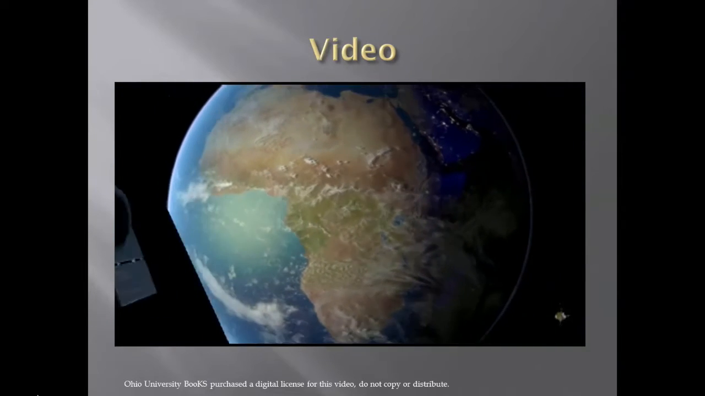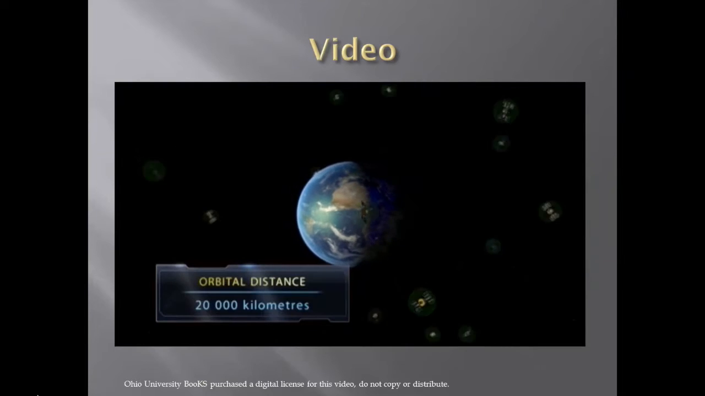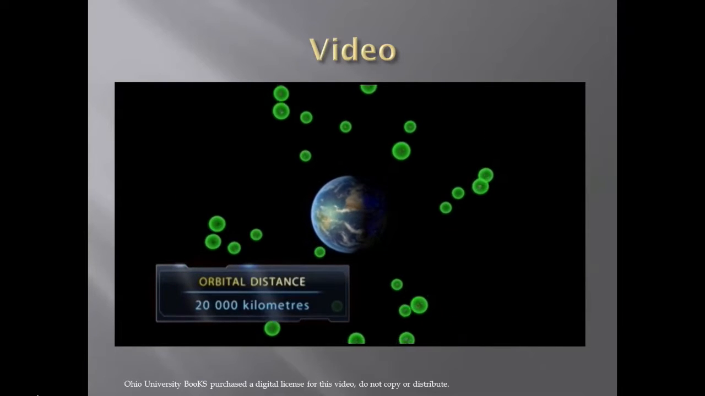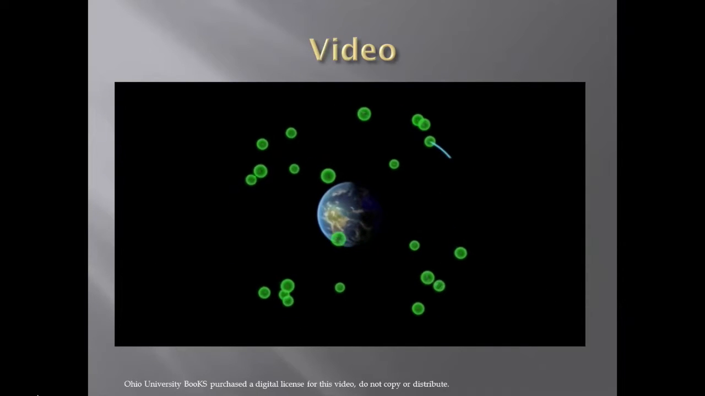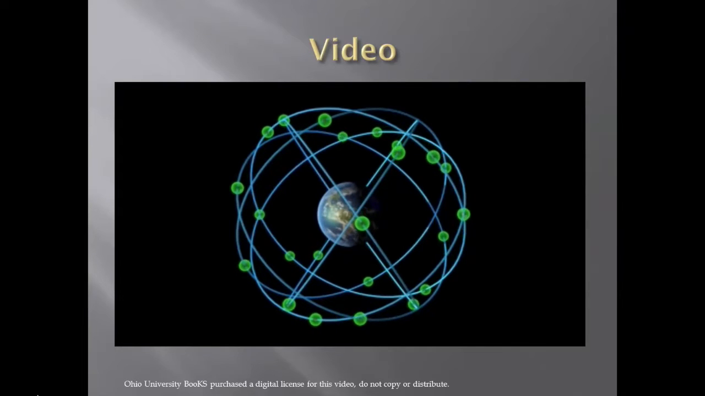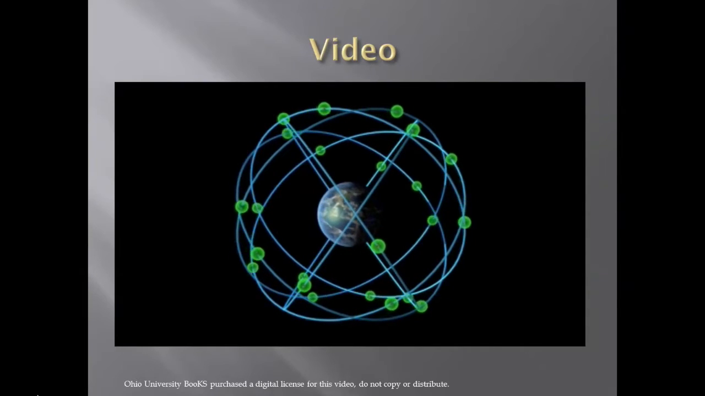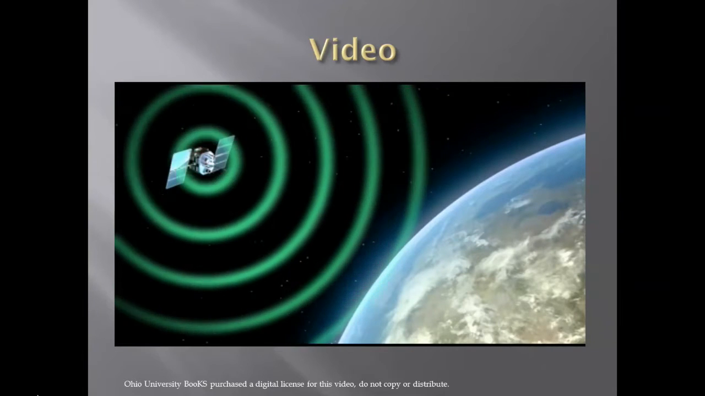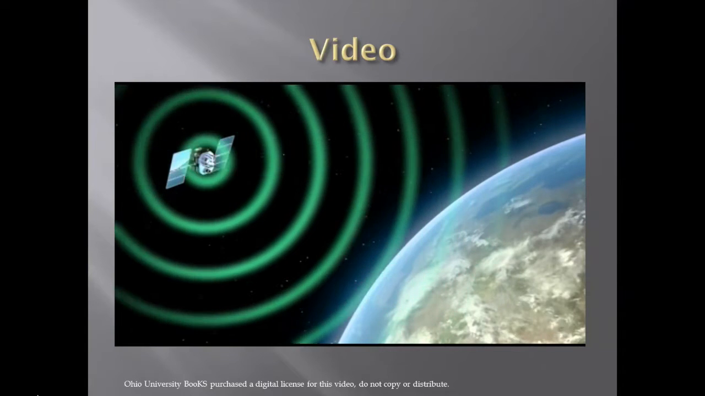The Global Positioning System is a network of over 30 satellites orbiting 20,000 kilometers above us. They move at a speed of 14,000 kilometers per hour. Each satellite follows one of 6 orbits, arranged so at least 4 satellites are visible from any point on Earth. The satellites constantly transmit signals, easily picked up by anyone with a GPS receiver.